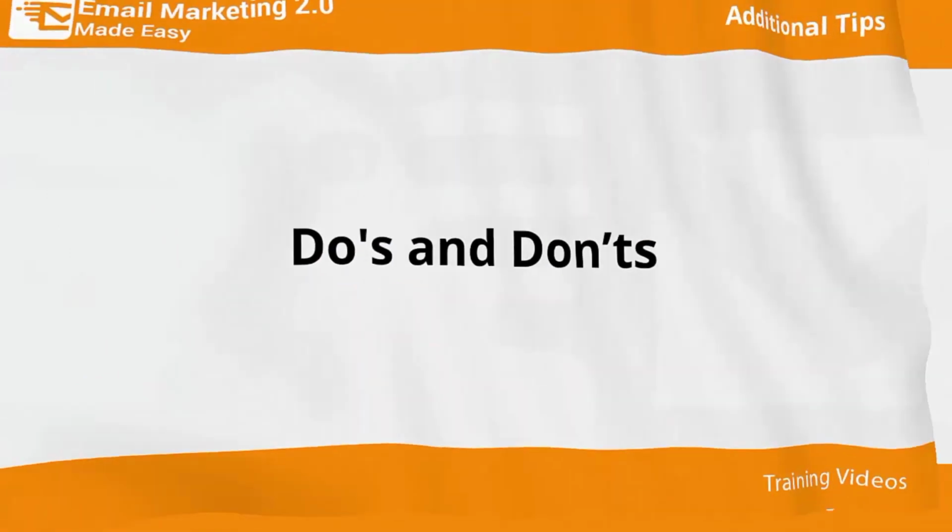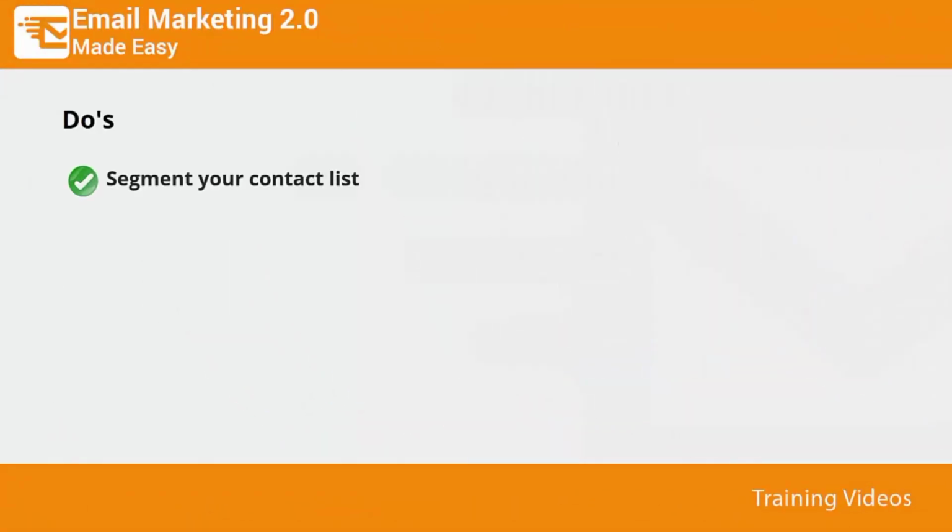Do's and don'ts. Do's. Segment your contact list. Listing subscribers on different lists according to age, location, and preferences helps you communicate with them more effectively and thus increases the possibility of being read. Plan and set specific goals. Prepare a calendar with the tasks to be done. It's best to set a clear goal and follow a good plan to achieve it.